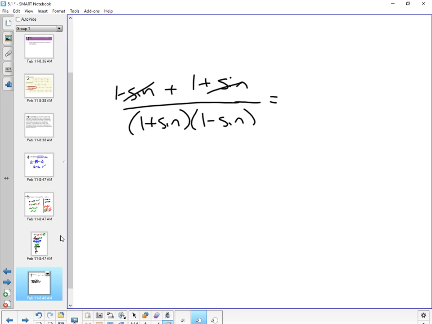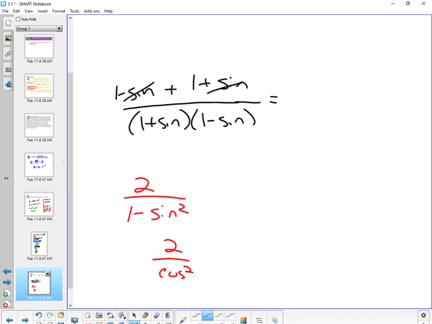So here's what I do want to do. 2 over 1 minus sine squared equals cosine squared, so I've got 2 over cosine squared, that equals 2 secant squared. Where did the cosine squared come from? If you do the Pythagorean theorem, sine squared plus cosine squared equals 1, then you take the sine squared away, 1 minus sine squared equals cosine squared.